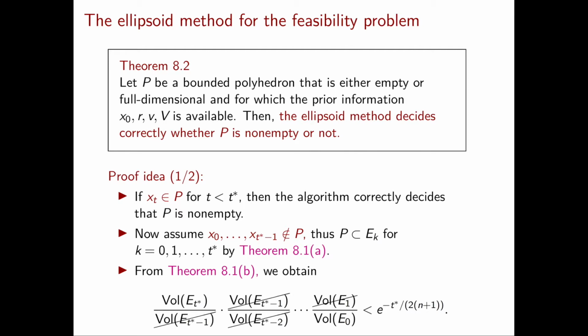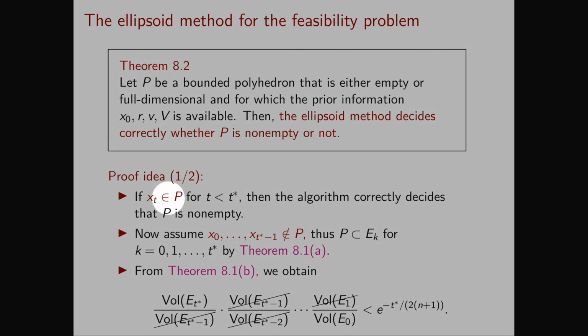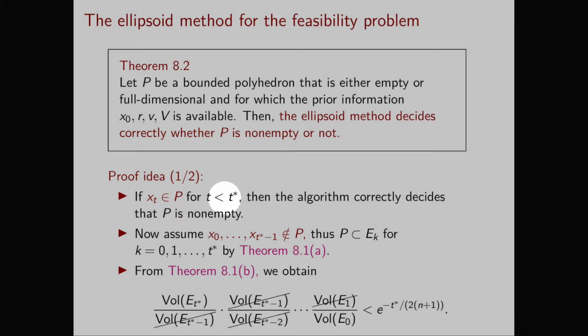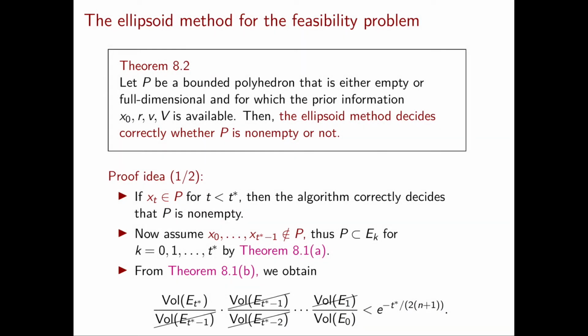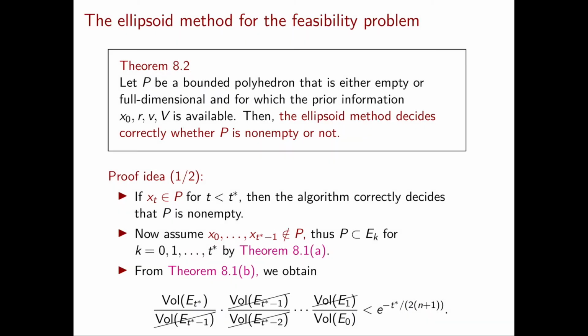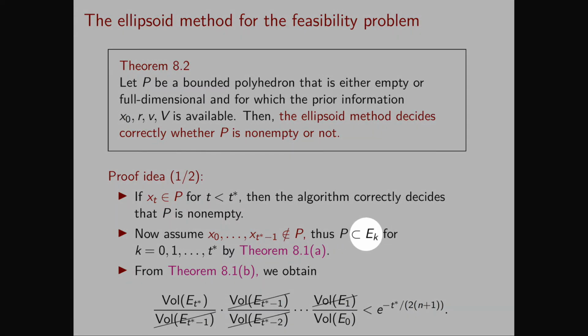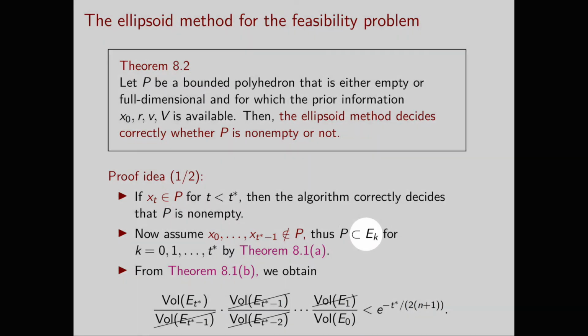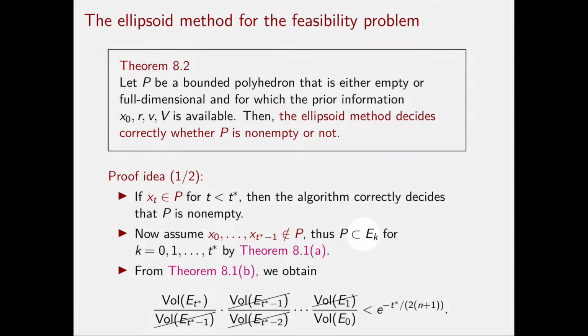The easy case is when one of the centers x_t is in P, for some t strictly smaller than t star. Then the algorithm has found a vector in P, and so it correctly decides that P is non-empty. So now we need to assume that all the centers of the ellipsoids are not in P. The centers are x_0, x_1 until x_{t star minus 1}. From theorem 8.1, we then obtain that P is contained in all the ellipsoids that we have considered. So P is a subset of E_k for every k from 0 to t star.